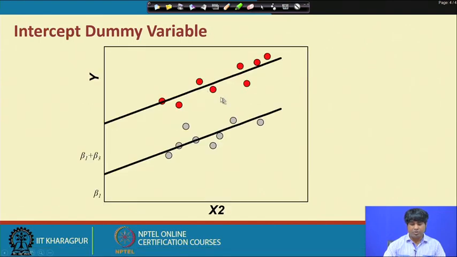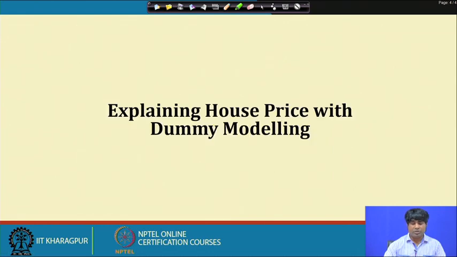Okay. So, this is how we can differentiate the various clusters of two different categories. So, this is a kind of example which you would like to discuss.